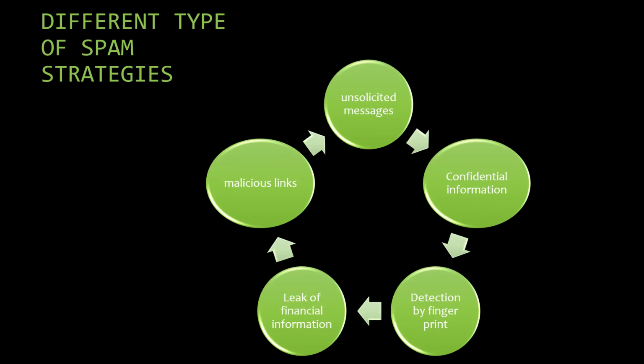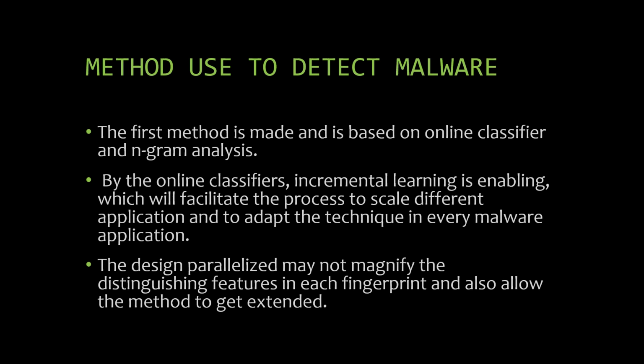The different types of spam strategies are unsolicited messages, confidential information, detection by fingerprint, leak of financial information, and malicious links. The methods used to detect malware: the first method is based on online classifiers, and by these online classifiers incremental learning is enabled, which will facilitate the process to scale across different applications and adapt the technique to every malware application.